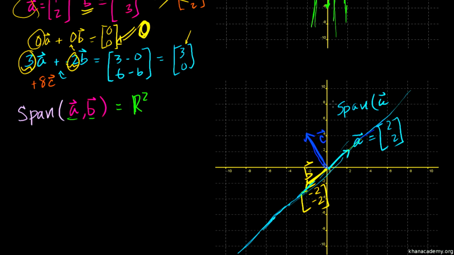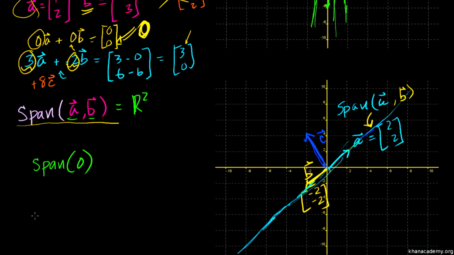For this blue a and this yellow b, the span here is just this line. It's just this line. It's not all of R2. So this isn't just some kind of statement. When I first did it with that example, it's like, oh, can any two vectors represent anything in R2? Well, no. I just showed you two vectors. It can't represent that.